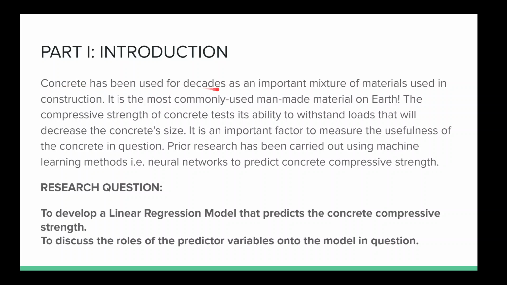Concrete has been used for decades as an important mixture of materials used in construction. It is the most commonly used man-made material on Earth. The compressive strength of concrete tests its ability to withstand loads that will decrease the concrete size. It is an extremely important factor to measure the usefulness of the concrete in question, and there has been prior research carried out that has used machine learning methods such as neural networks that have predicted concrete compressive strength.